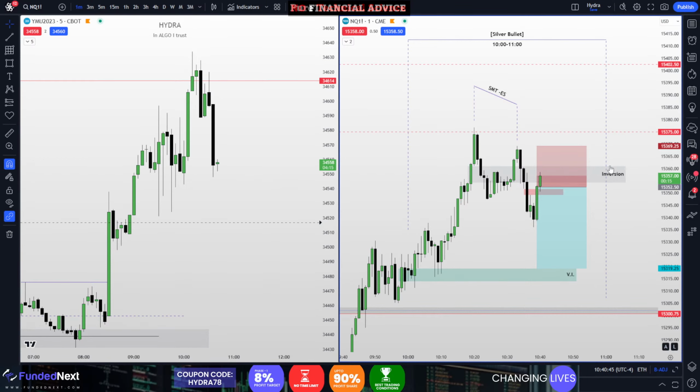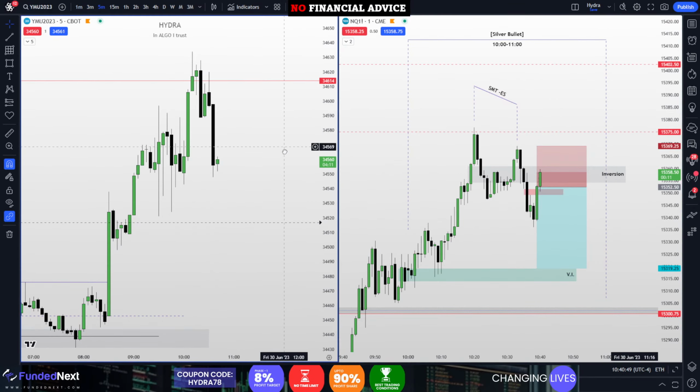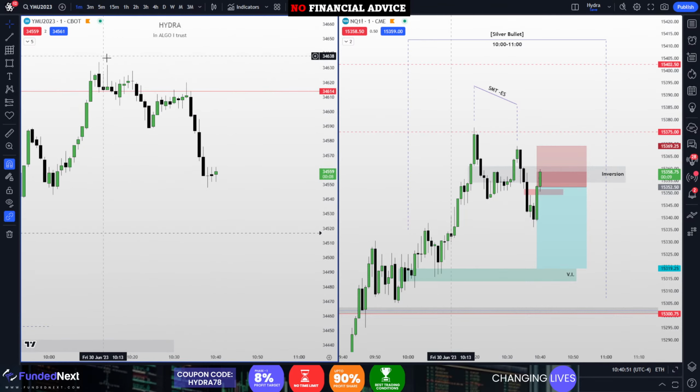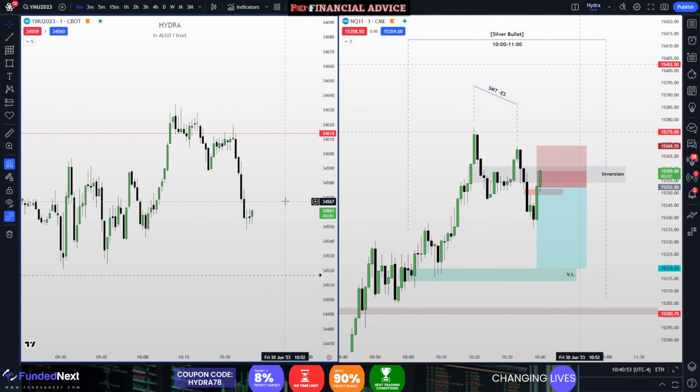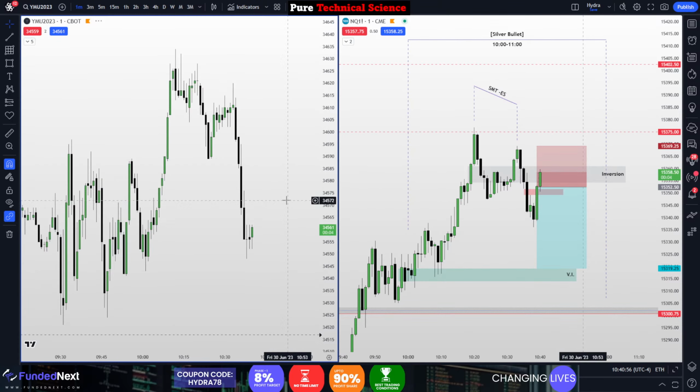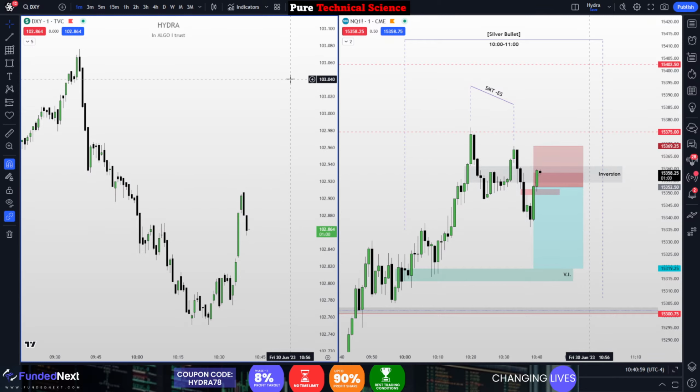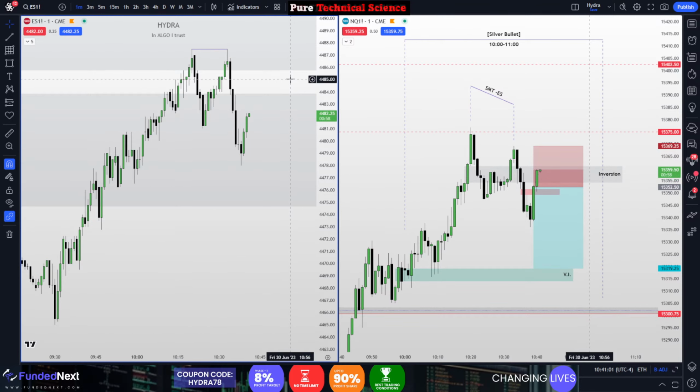So this inversion is our last line of defense. If it's not holding, okay, this trade idea is wrong, and we do have relative equal highs on Dow. Look at that. So as long as these are staying, I'm not gonna take any trades. I will open to taper it, everything.